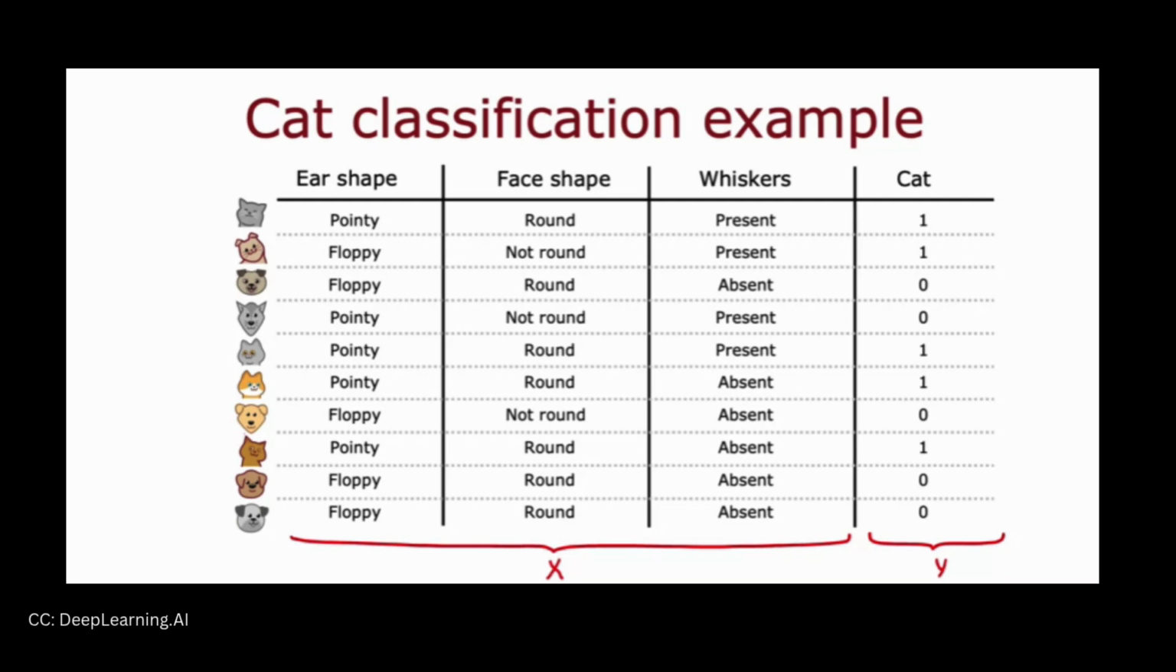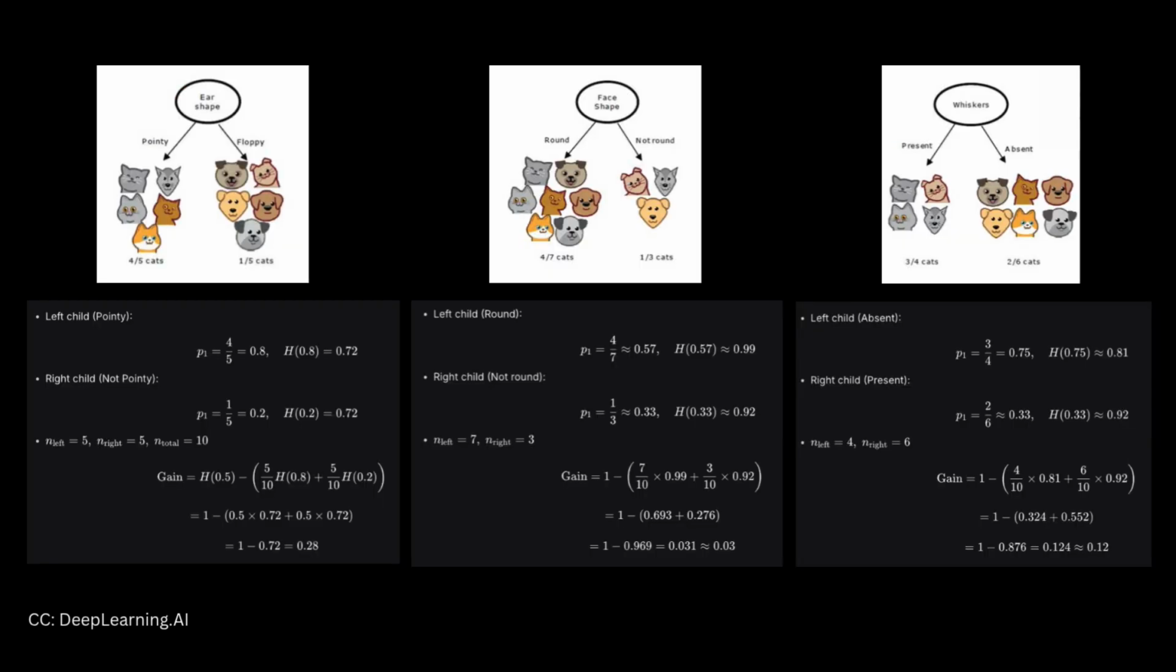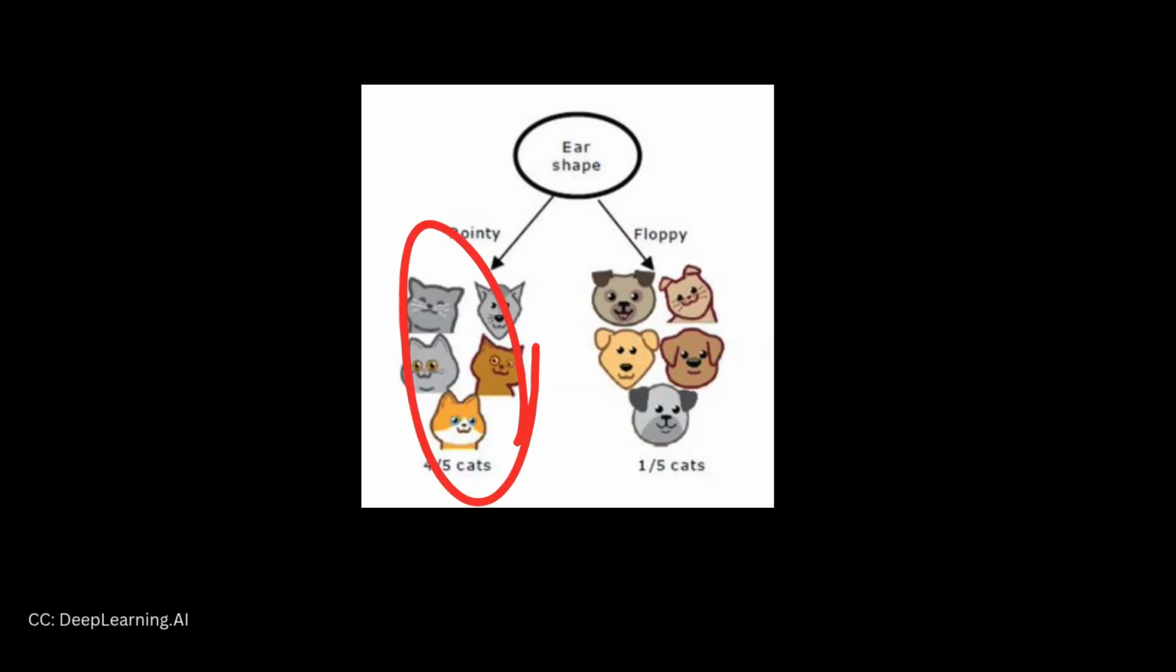We could pick any feature as root, but to build a good tree, we will use the information gain to find the best one. I have pre-computed three possible root splits, one with ear shape, one with face shape, and one with whiskers. The highest information gain was in ear shape, so we choose it as root. Now we repeat the process.